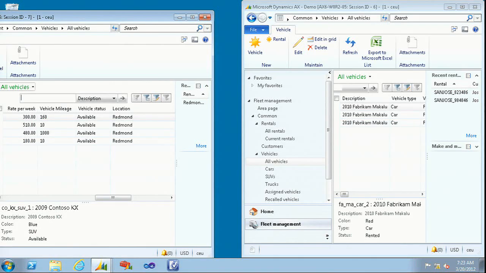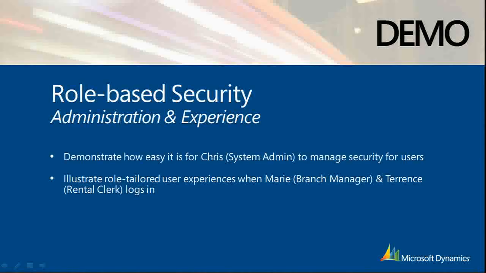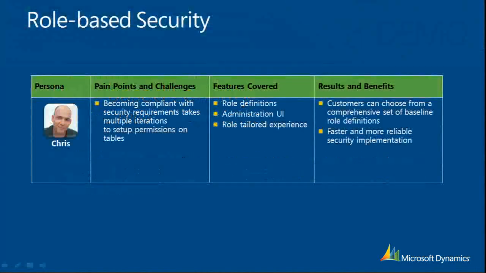So let's switch back to our slides here. Previously, in AX 2009 and before, the main pain point for Chris really was that implementing security or being compliant with security took multiple iterations, right? But with the introduction of the new framework and the comprehensive role-based security that we shipped today, becoming compliant and implementing security is first a lot faster, and second, very reliable.